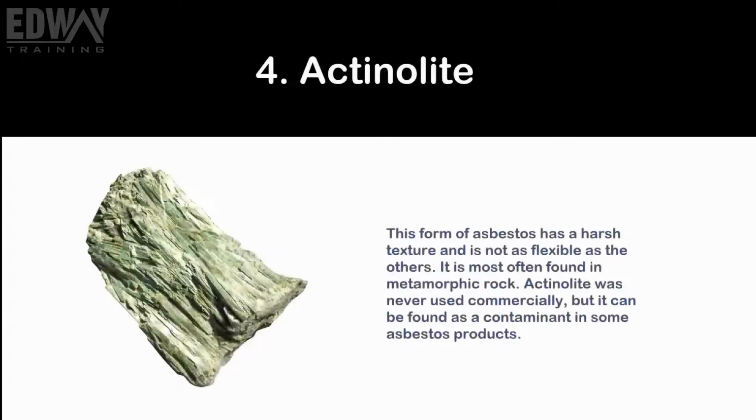Actinolite. This form of asbestos has a harsh texture and is not as flexible as the others. It is the most common found in metamorphic rock. Actinolite was never used commercially, but it can be found as a contaminant in some asbestos products.